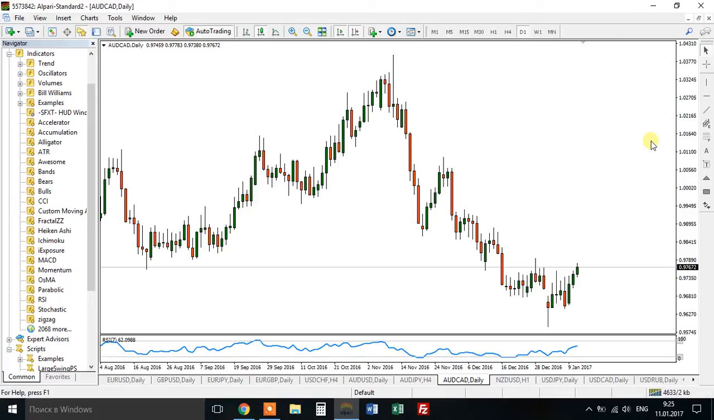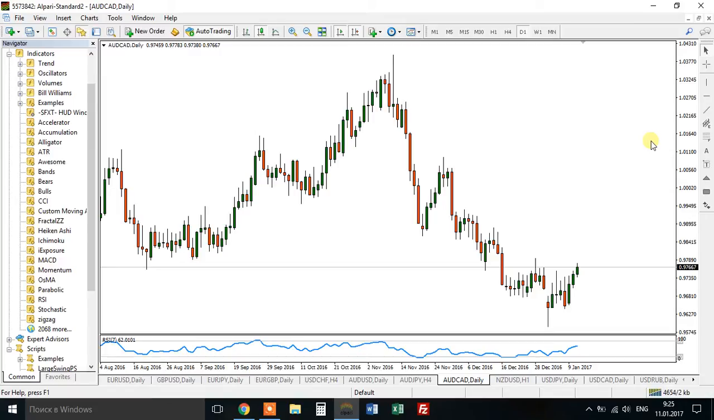The pair I'm going to analyze today is Aussie CAD, Australia, Canada. As usual, my analysis consists of two parts. I first analyze my higher time frame and then I analyze my lower time frame, that routine over and over again.